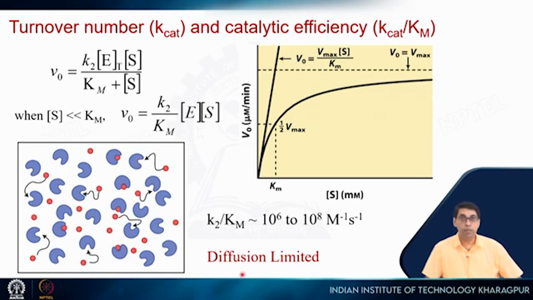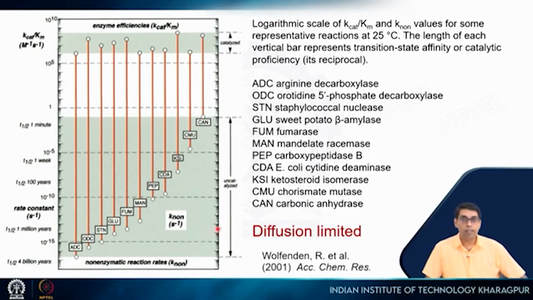So this is diffusion limited, and this is something that I have already shown you in a previous lecture, that for most, so these are the uncatalyzed reactions, and then in the presence of enzyme, this is the catalyzed reaction, and here we are plotting Kcat over Km, right. This value is in the range of 10 to the power 6 to 10 to the power 8. So, all these enzymes are as best as they can be, right, because their rate is limited by the rate of diffusion. So, these are diffusion limited.